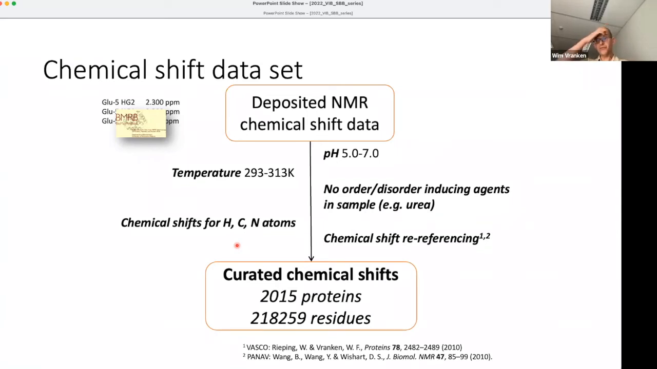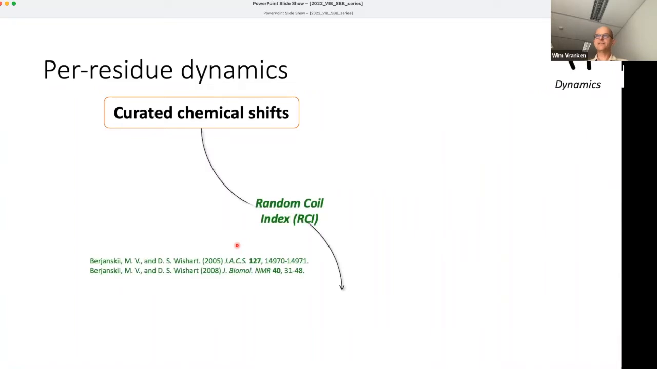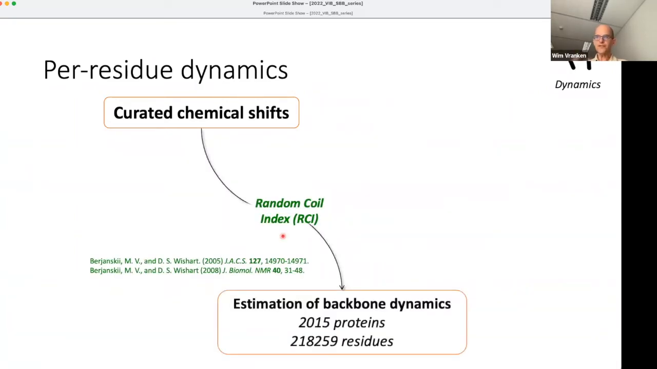So this is already very important, and often in computational methods, this is what we spend most of the time on, I would say, is just getting the data right. Once you have good data, then there's all kinds of things you can do with them. So clean and dependable data is essential. Now, what we then did is we used this curated chemical shift data set, like I said, to run random coil index and the other methods that I mentioned to get an estimation in this case of the backbone dynamics. So how much does the backbone of your residue move? But then we have this information for 220,000 residues, which is quite a lot.